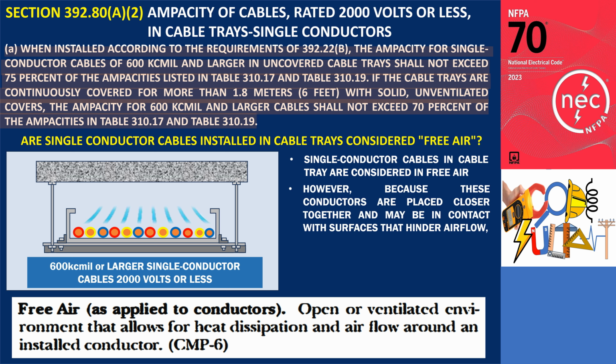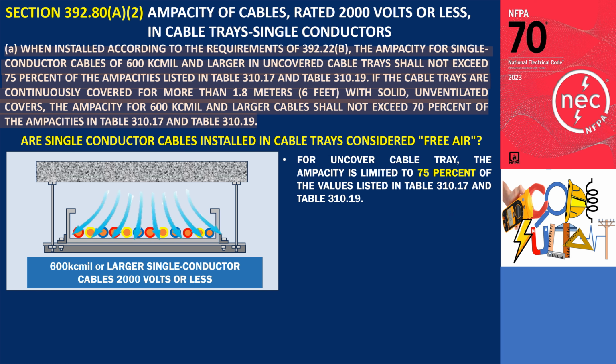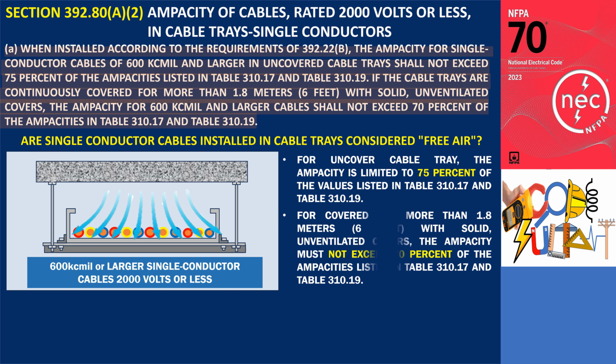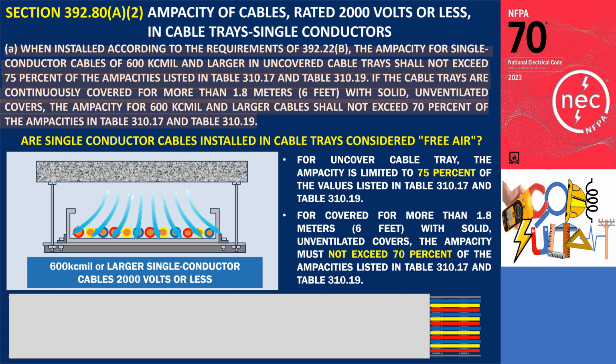However, because these conductors are placed closer together and may be in contact with surfaces that hinder airflow, the ampacity for 600 kcmil and larger conductors is limited to 75% of the values listed in Table 310.17 and Table 310.19. If these conductors are covered for more than 1.8 meters, 6 feet, with solid, unventilated covers, the ampacity for 600 kcmil and larger cables must not exceed 70% of the ampacities listed in Table 310.17 and Table 310.19.